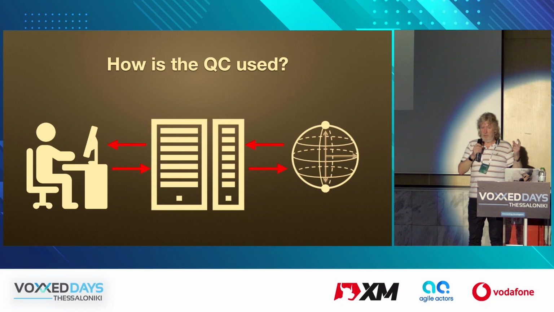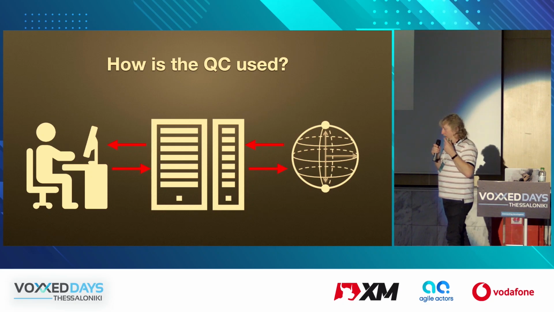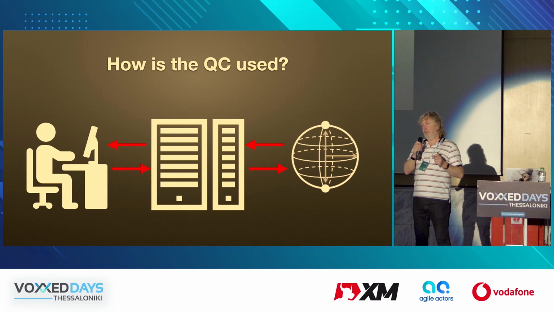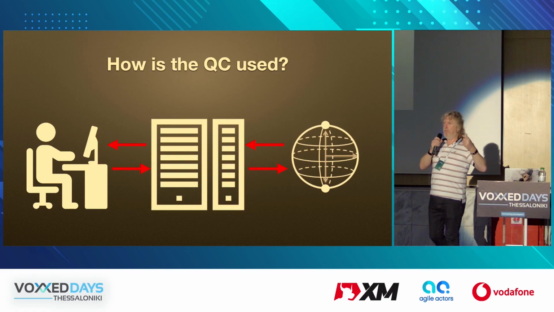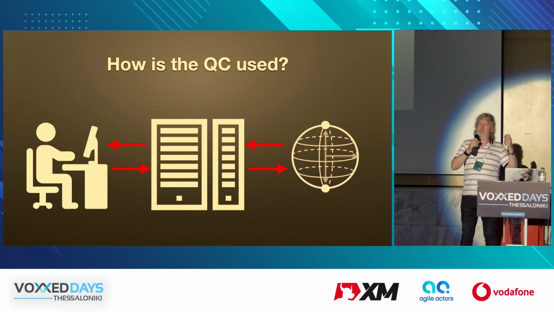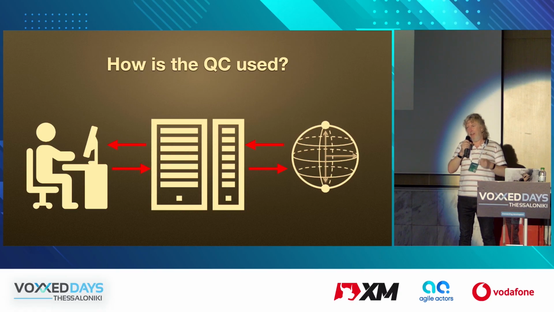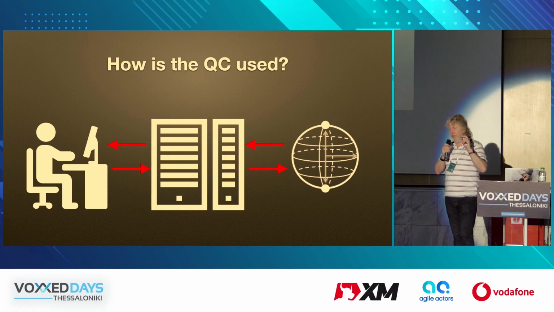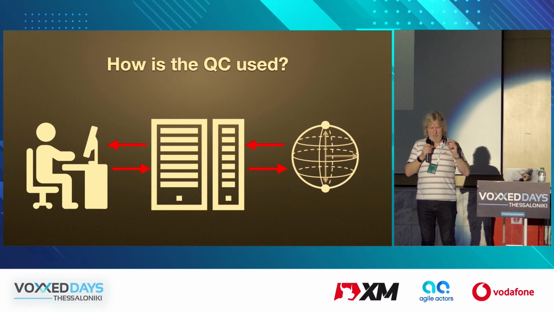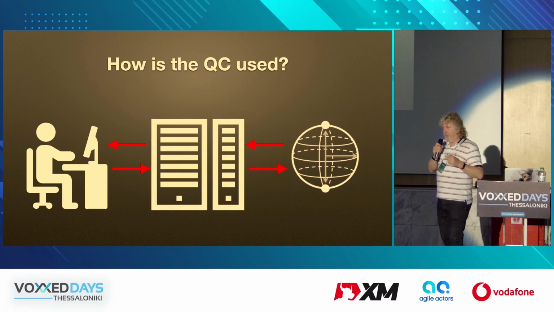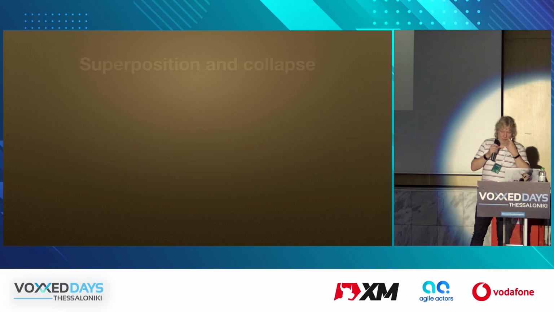Now, for the quantum computer to make sense, you have to understand the basics, the thing about what happens in the quantum world, which is fundamentally different from what happens anywhere else. And there are two principles that I want to really explain to you. The first is the concept of superposition and collapse.